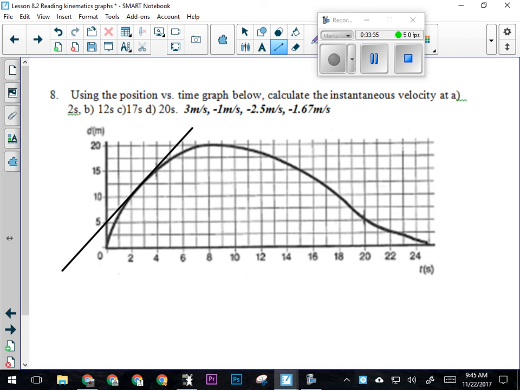On the test, will you give us a graph like this with a pre-drawn tangential line that's more accurate? No, because then what's the point? All I'm asking is, can you calculate the slope of that line? I'd rather do that in a different kind of question.